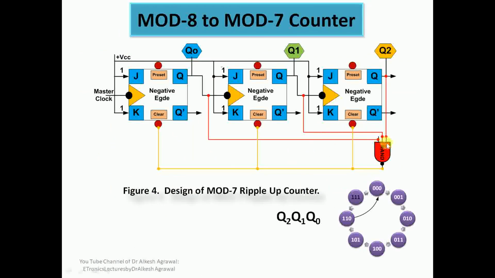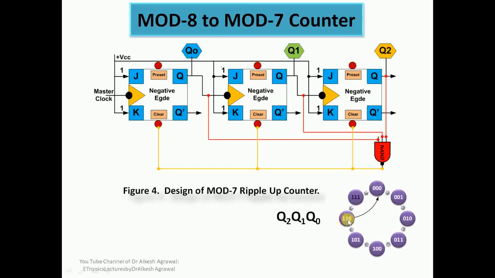So we can see over here this is the mod 8 ripple up counter. What we have done is connected the outputs Q2, Q1 and Q0 to a NAND gate, because we know that in a NAND gate, when all the inputs are 1 or high, the output is 0. So the moment the counter switches from 110 to 111, at the same moment this NAND gate output will be 0 and it will clear all the stages of the JK flip-flop and it will directly go to 000 as shown.